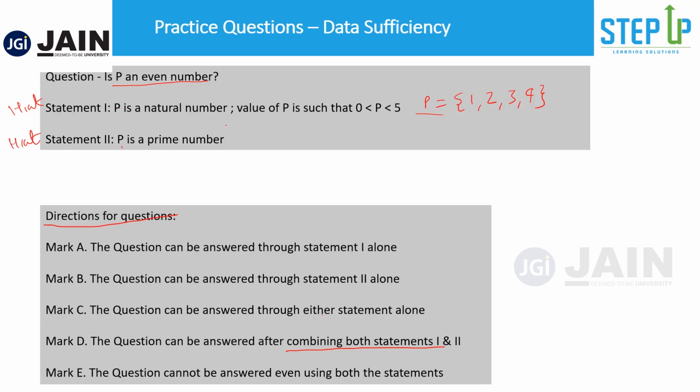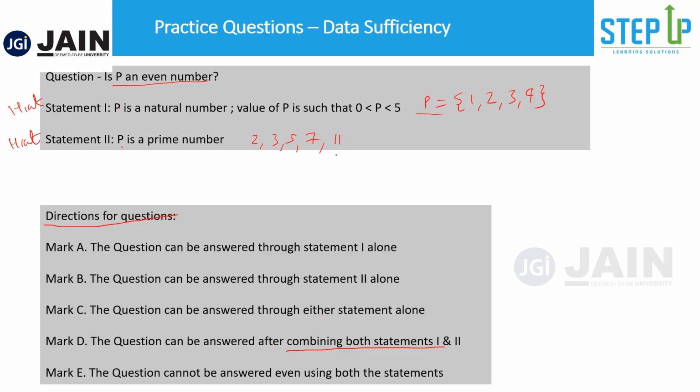No, there are many prime numbers, right? That means it can be 2, it can be 3, it can be 5. So there can be so many prime numbers. So can I say P is an even number? I won't be able to say. I need more information. Now, prime number, okay. So let's say any number, right? It could be 2, 3, 5, 7, 11, whatever.